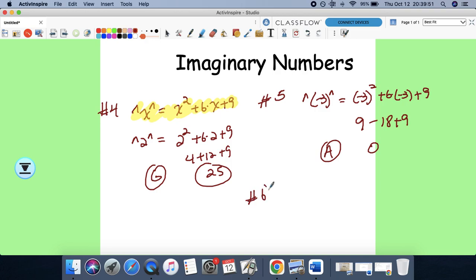And then number 6 is backwards now, right? For number 6, they're telling us that this is 64. So we're going to set up an equation just like the previous problem. We have 64 equals, what is it equal to? x squared plus 6x plus 9.